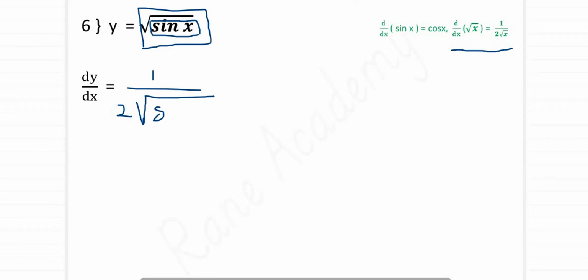And here instead of x we have sine x, so we are going to differentiate sine x, and the derivative of sine x is cos x. So the final answer is cos x upon 2 under root sine x.